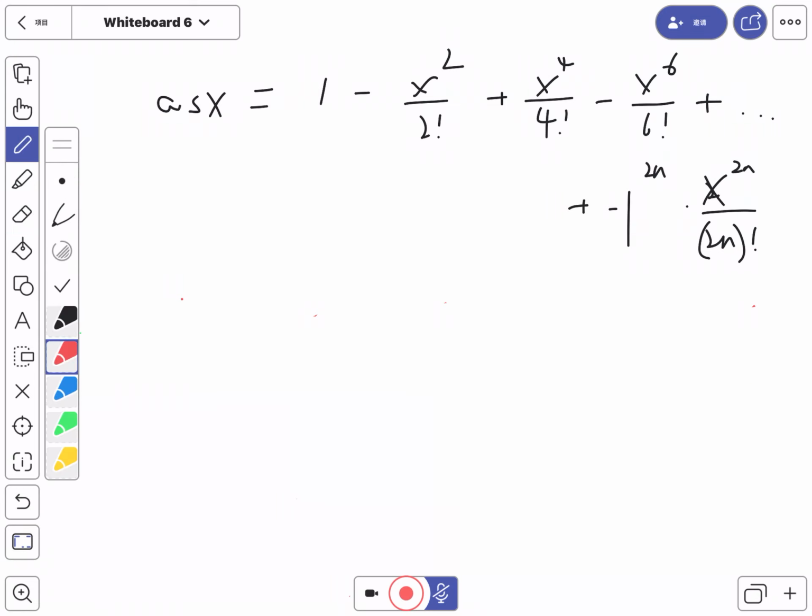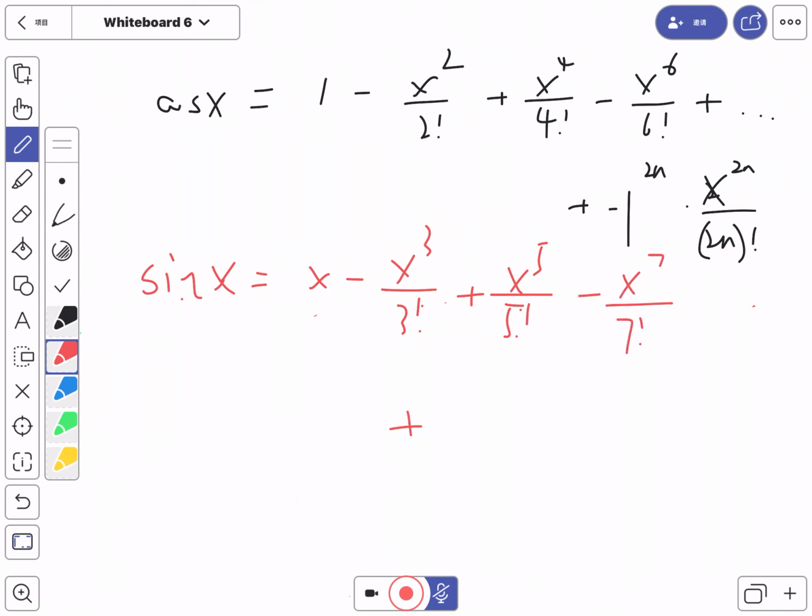So basically, sine of x is just equal to x minus x cubed over 3 factorial, plus x to the 5th over 5 factorial, and then minus x to the 7th over 7 factorial. And then generally, it will become negative 1 to the nth power times x to the 2n plus 1 power over 2n plus 1 factorial, when n goes to infinity.